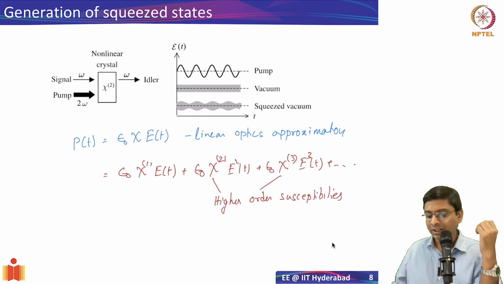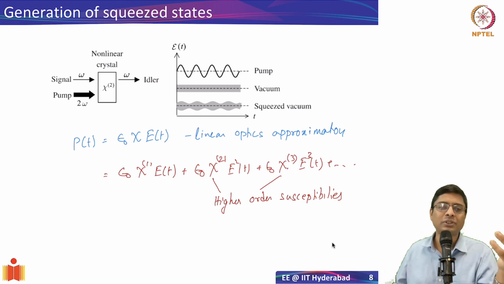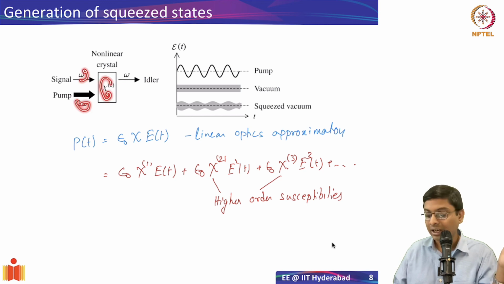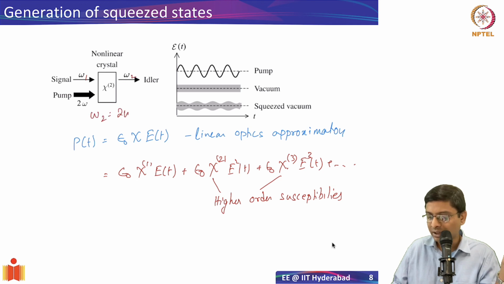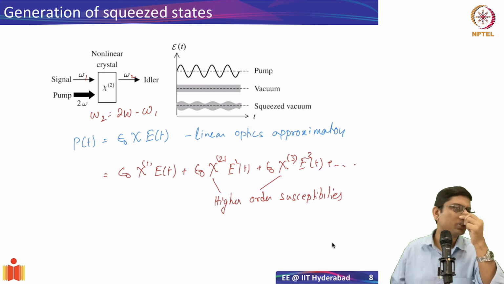Similarly, we can also have different processes which are called parametric mixing processes. In this case, if you have one high energy photon, a 2 omega photon, and a signal photon with a lower frequency, it combines both of these input photons. For example, the 2 omega photon and the omega photon will combine in the nonlinear crystal and produce another photon, which is the difference. In general, this could be omega 1 and this omega 2. So I can make omega 2 equal to 2 omega minus omega 1. That's a more general description.